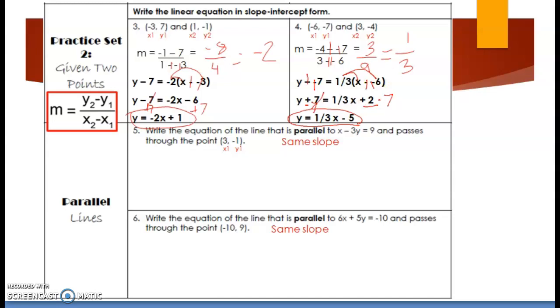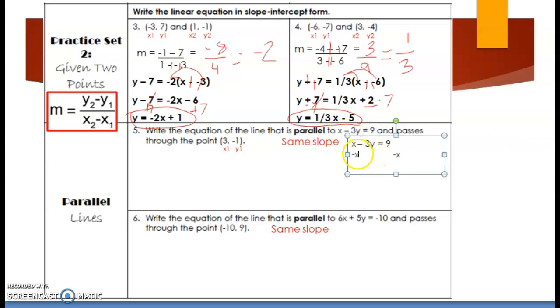But really, the big idea and what we've been working on is parallel and perpendicular lines. So 5 and 6 are talking about parallel lines. If I want to write the equation of a line that is parallel to x minus 3y equals 9 and passes through the point 3, negative 1, well, first we have to remember parallel means that they have the same slope. So if this line, x minus 3y equals 9, I need to know what is the slope. What's the new line going to be the same as?